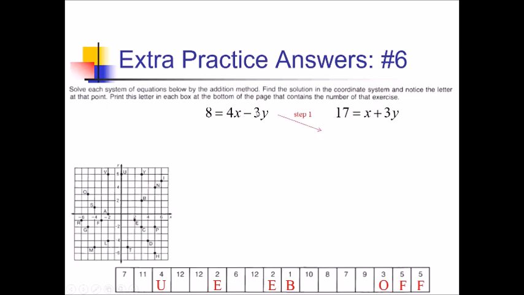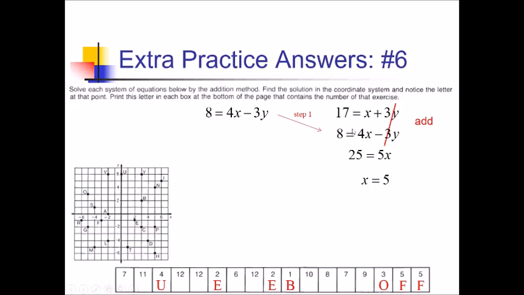So I'm just going to rewrite this first equation down here. And then adding these together, those 3y's are canceling. We have 17 plus 8 is giving me 25 on the left side, and x and 4x gives me 5x on the right side. Dividing both sides by 5, I'm going to end up with an x equaling 5, and I'll write the x on the left now, so it's not making me twitch as much here.